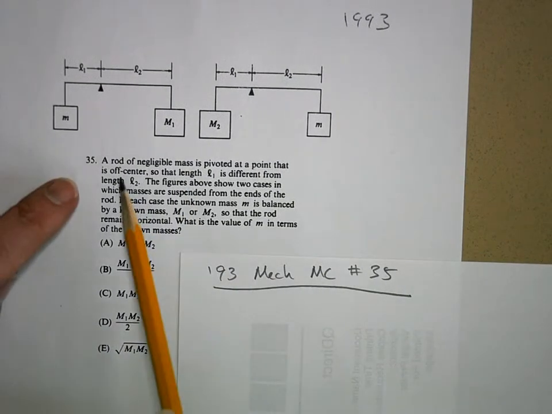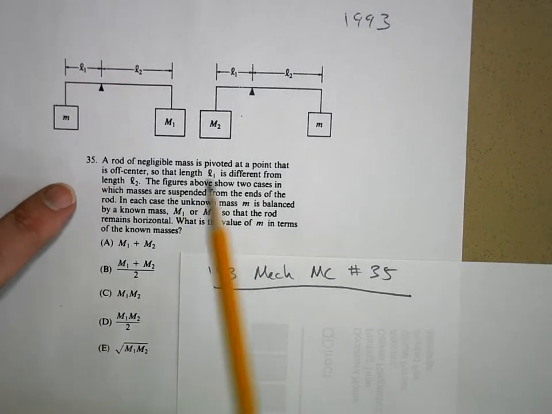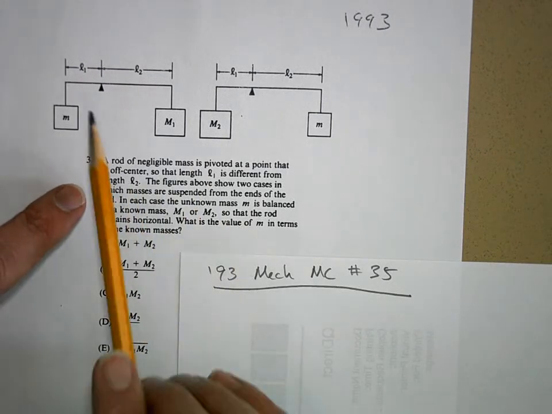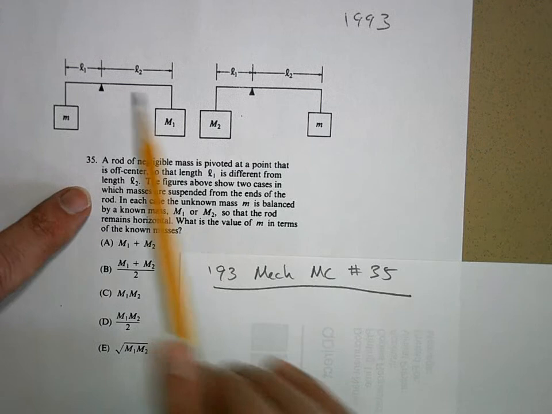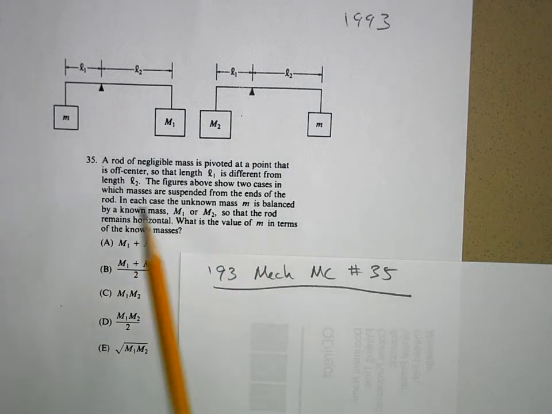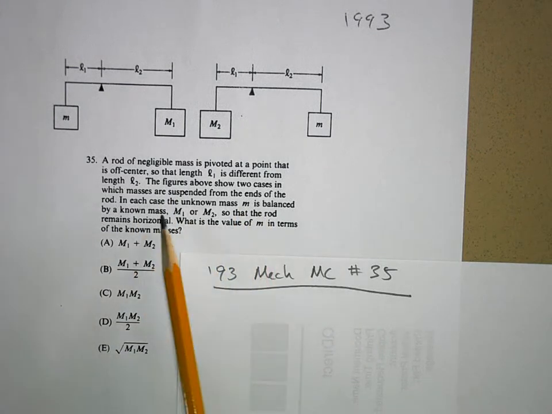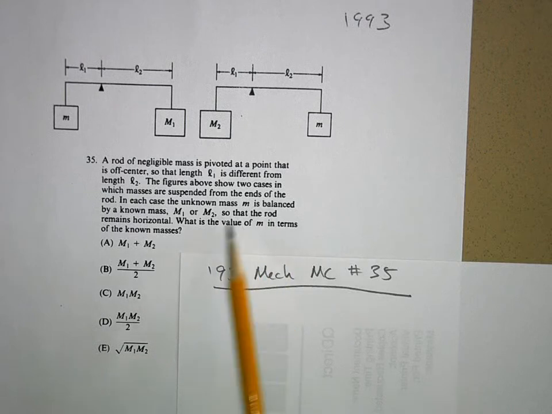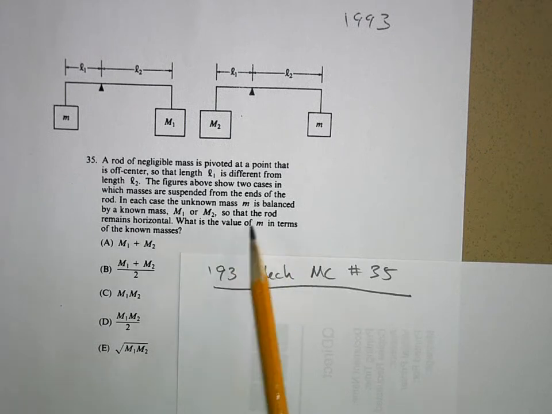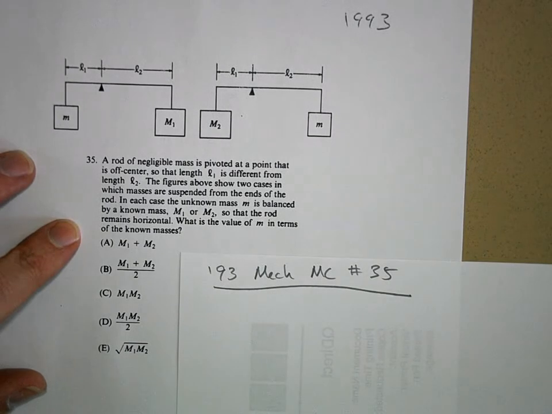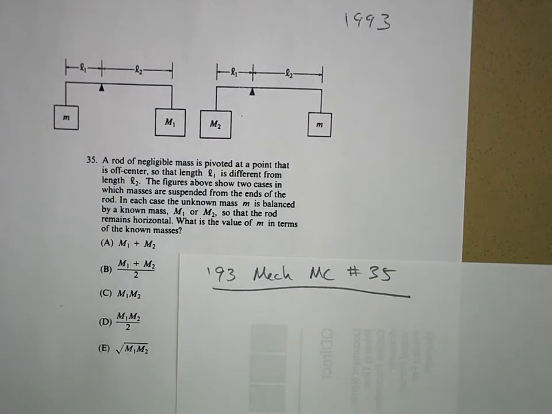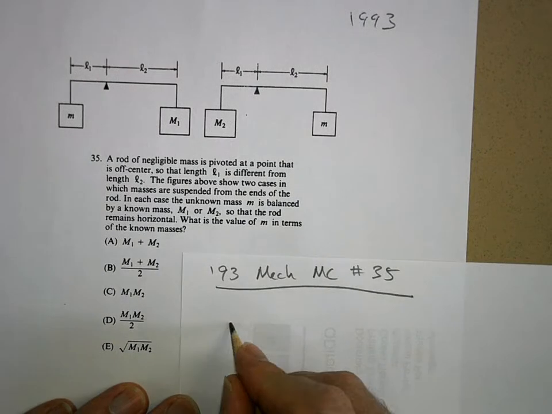So you've got a rod of negligible mass pivoted at a point that is off-center so that L1 is different from L2. The figure above shows two cases in which the masses are suspended from the ends of the rod. In each case, the unknown mass M is balanced by a mass M1 or M2 so that the rod remains horizontal. What is the value of M in terms of the known masses? Okay, now this is a torque problem. So let's take a look at this.